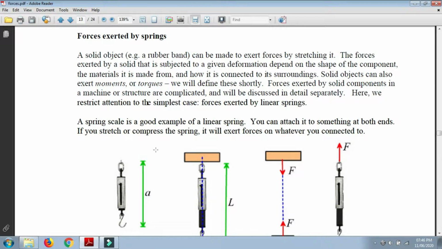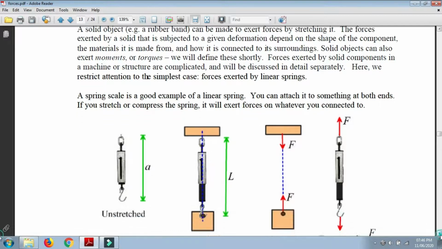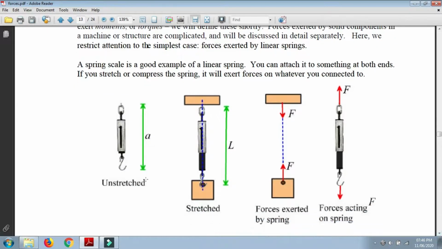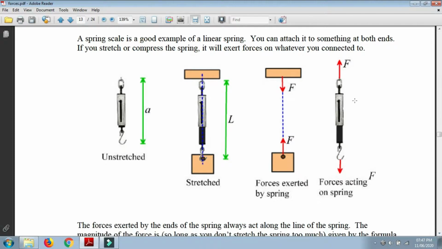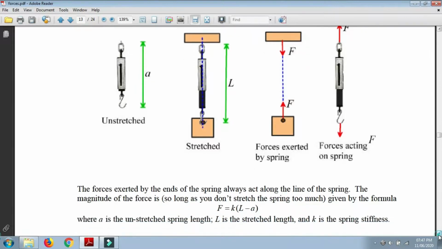So here is an example. A spring scale is a good example of a linear spring. This is an unstretched scenario. This is a stretched scenario. The force exerted by the spring is acting downwards, this one is acting upwards, and the force acting on the spring, and afterwards the system has to be in equilibrium. The two forces have to balance out. This force will cancel out the effects of this force, and the system will be in equilibrium. If you apply the summation of forces along the y-axis, you will see that it will be in equilibrium.